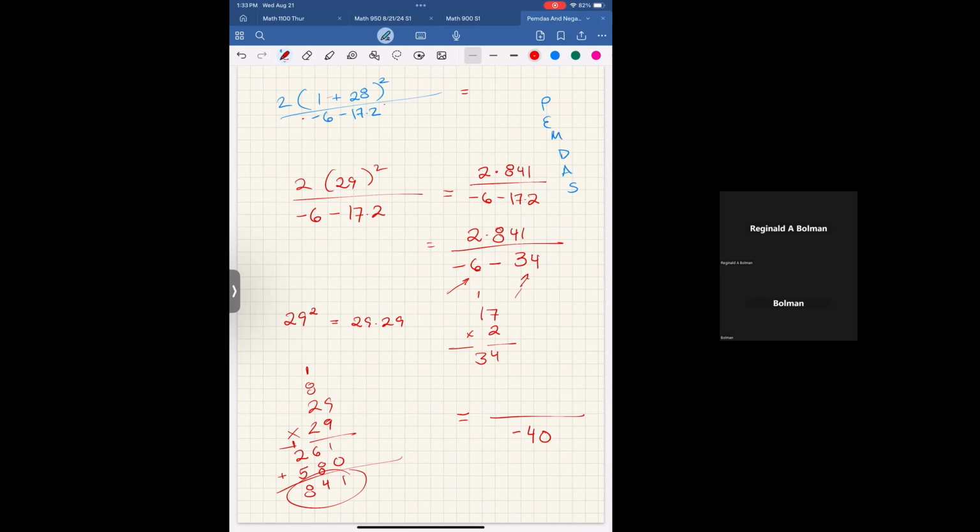Now, what we can do with the top numbers is figure out what 2 times 841 is equal to. So I'm going to put 841 and I'll multiply by 2. 2 times 1 gives you 2. 2 times 4 gives you 8. 2 times 8 gives you 16. So I should have 1682 all over -40.